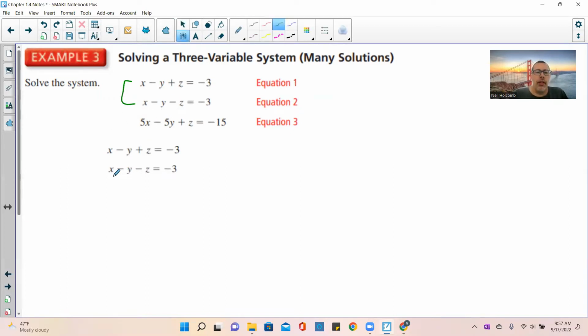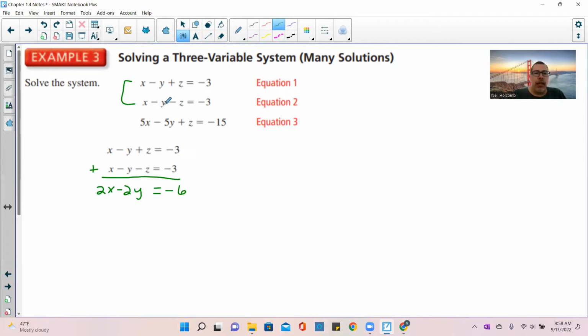So x plus x equals 2x. Negative y plus a negative y equals negative 2y. Z plus a negative z is 0. Negative 3 plus negative 3 is negative 6. Okay, so I get 2x minus 2y equals negative 6.